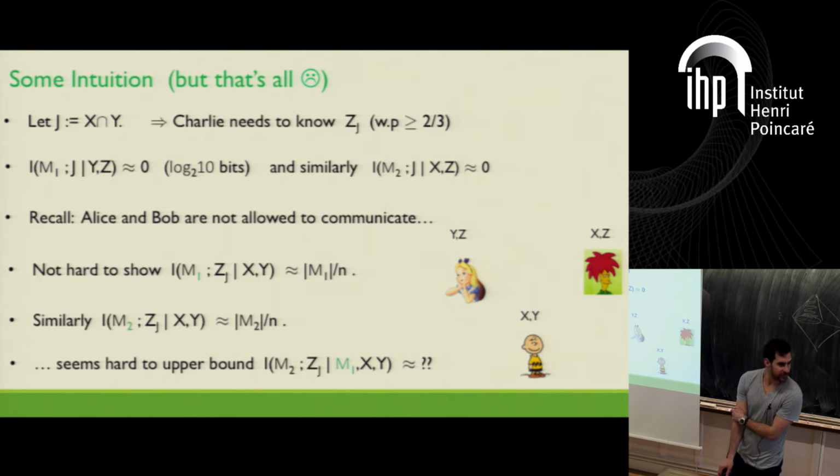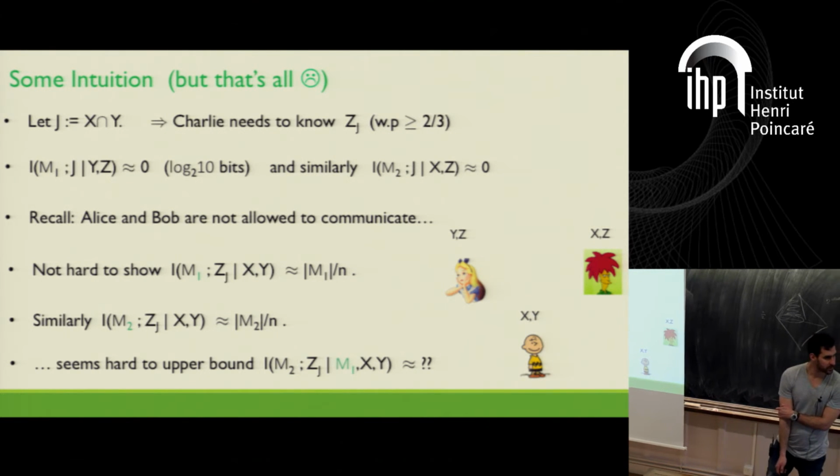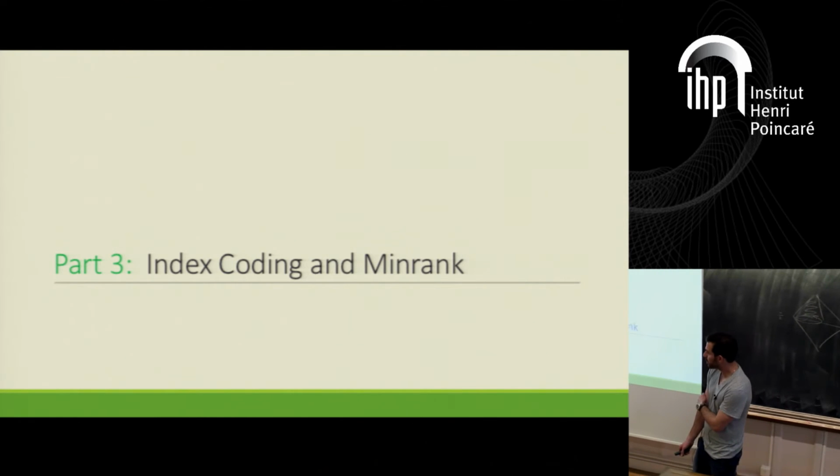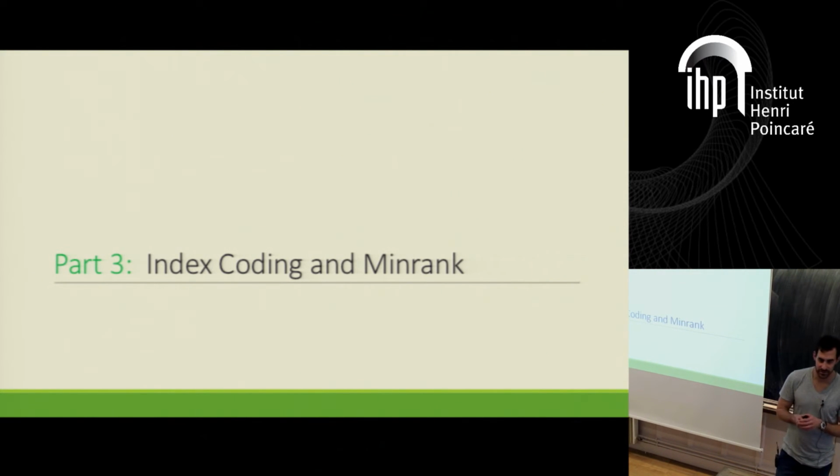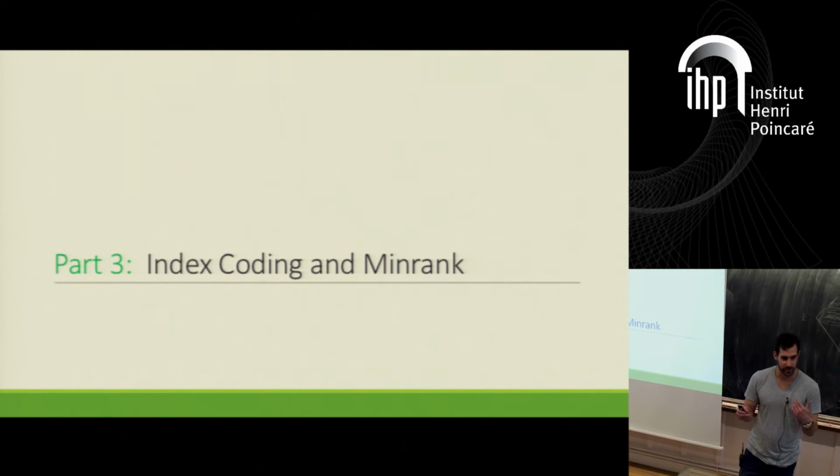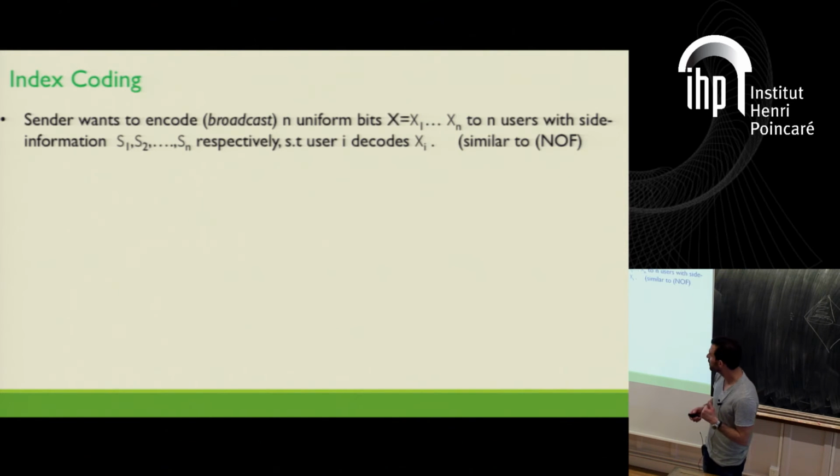Okay, so I probably have 5 minutes or so. Let me just talk about index coding. I assume that this is a topic that information theory people know probably much better than I do. In some sense, the index coding problem is almost a special case of the number on forehead model with zero communication, except it's a non-deterministic version of number on forehead.